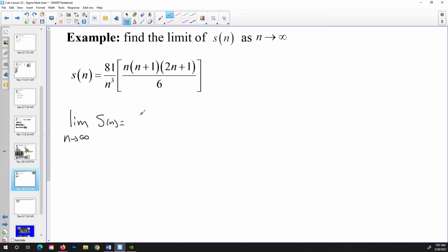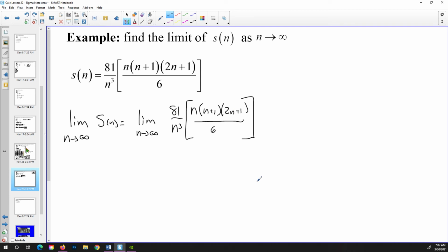Now in this case, that limit as n goes to infinity is 81 over n to the third times the quantity n times n plus 1 times 2n plus 1 all over 6. Now we could spend a bunch of time multiplying all of this out, and that would be perfectly okay, but we're trying to make this as short and as easy as possible. And we know that when we do an infinite limit and we have a rational function like this, the only thing that matters is the leading coefficients.